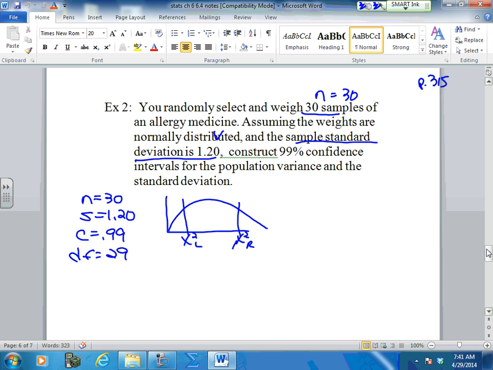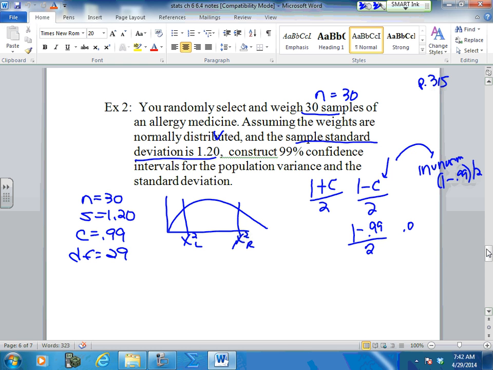Anybody remember those little formulas that we would use? 1 plus c over 2, 1 minus c over 2. This is the one that you always used in inverse norm. Do you remember doing inverse norm and you would say 1 minus 0.99 divided by 2? If you remember doing inverse norm, just do this one. 1 minus 0.99, you're just looking at it as a fraction instead of written out. So this is going to give you 0.01. When you divide it by 2, you get 0.005. This is the only one you have to do.